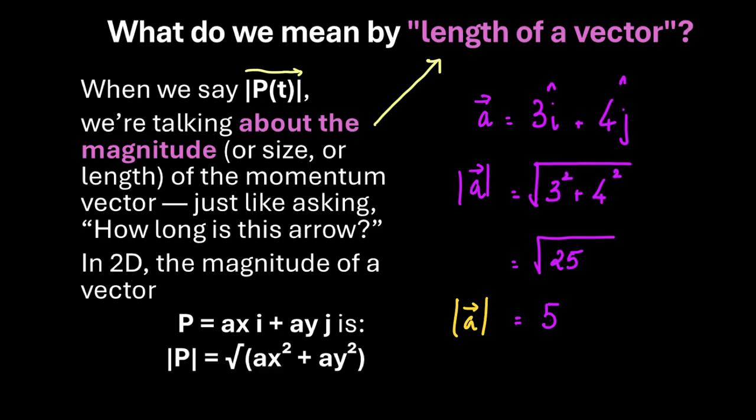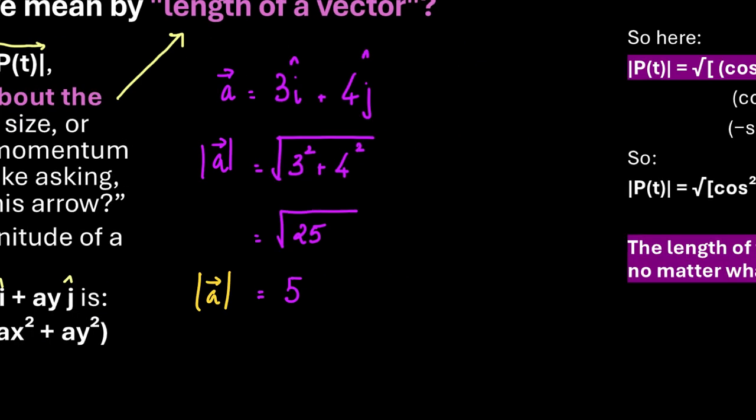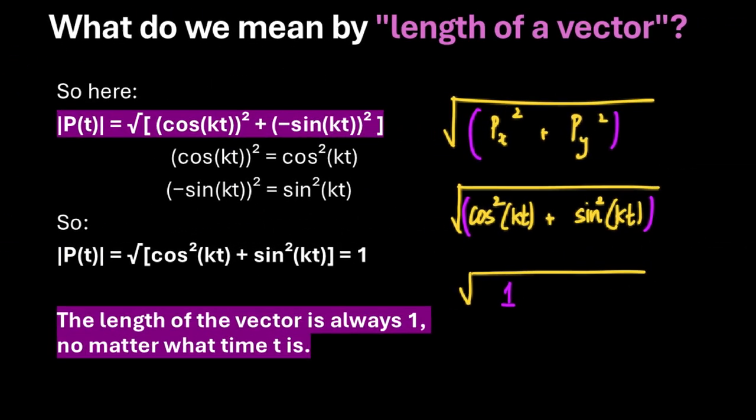In 2D vectors, if the vector is vector p is equal to ax i cap plus ay j cap, then the magnitude of the vector is given by root of ax squared plus ay squared. For example, if vector a is 3i plus 4j, magnitude of vector a would be root of 3 squared plus 4 squared, which is 5. Therefore, magnitude of vector a is 5. Now, why are we talking about this? Well, there's more to it.